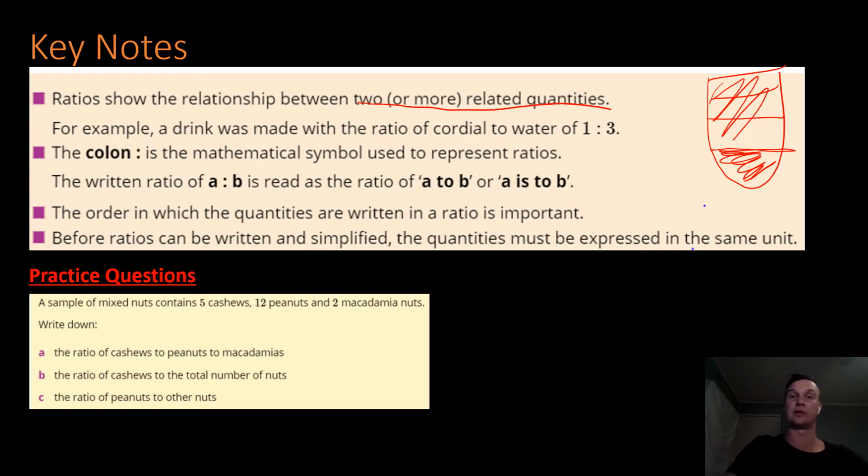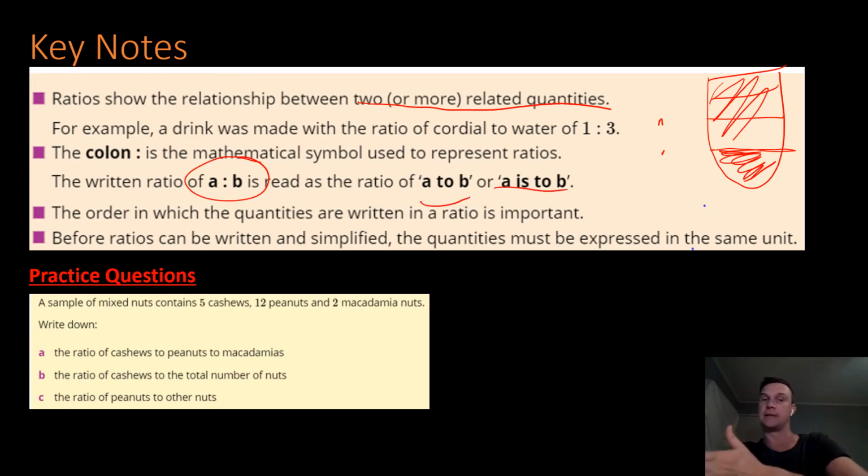The colon, which is the symbol here, the 2 dots on top of each other, is the mathematical symbol used to represent ratios. And what that means is it can often be read as, using this example, A is to B, or A to B. That's how you talk about that scenario, etc.